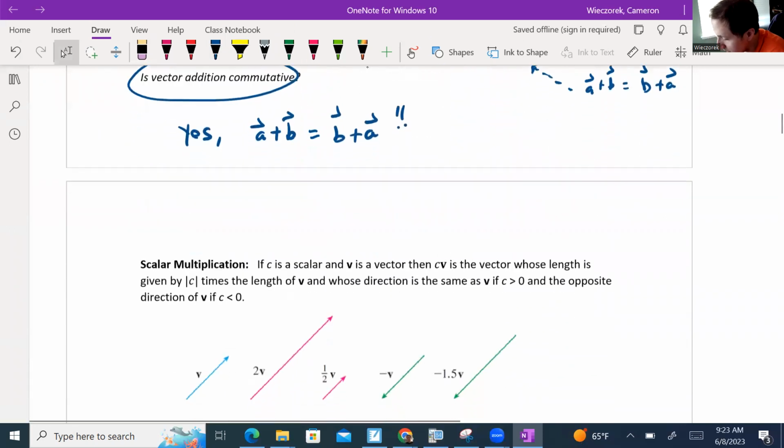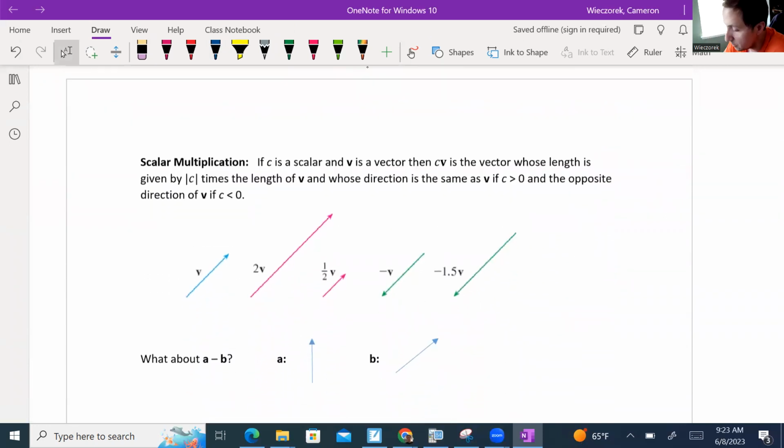We also have what's called scalar multiplication. So we can multiply a vector by different numbers. If C is a scalar, that just means a number, not a vector. And V is a vector, C times the vector V is the vector whose length is given by the absolute value of C times the length of V, and whose direction is the same as V if C is positive, and opposite direction of V if C is negative. All that means is that if there's a negative number in front of the vector, it's going to multiply it by the size of the positive number, but it's going to switch directions because of the negative sign.